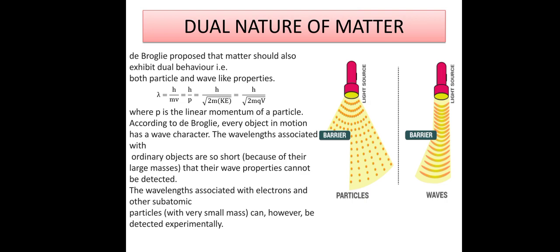He has given the relation between wavelength and momentum. The equation is being shown. Lambda is equal to h by mv, which is equal to h by p. So p is the momentum, and if the momentum is converted into kinetic energy, then the expression changes to h by root over 2mqV.